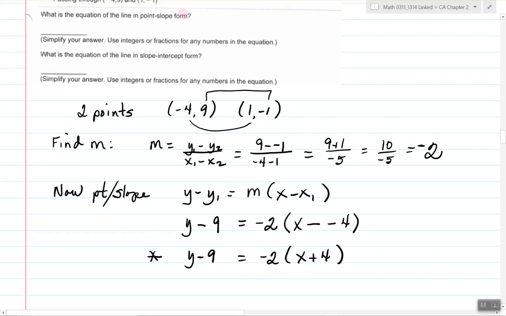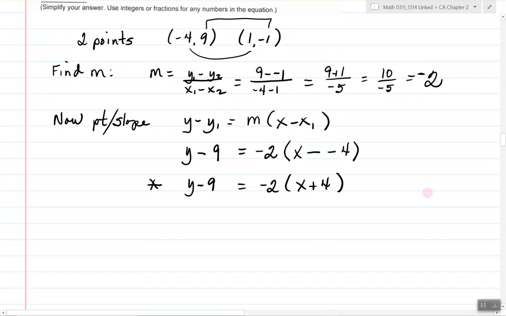My MathLab should accept you using this point instead of this point for your y1 and x1, but I went ahead and chose the first one. Now the second answer is to solve it for y and get it in slope-intercept form. So I have y minus 9 is equal to, distributive property, negative 2x minus 8. Add 9 to both sides, and I get y is equal to negative 2x plus 1. And that is my second answer in this.